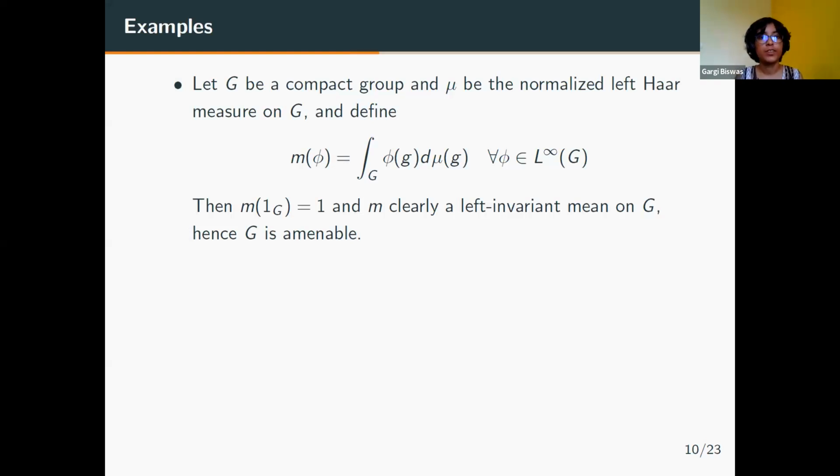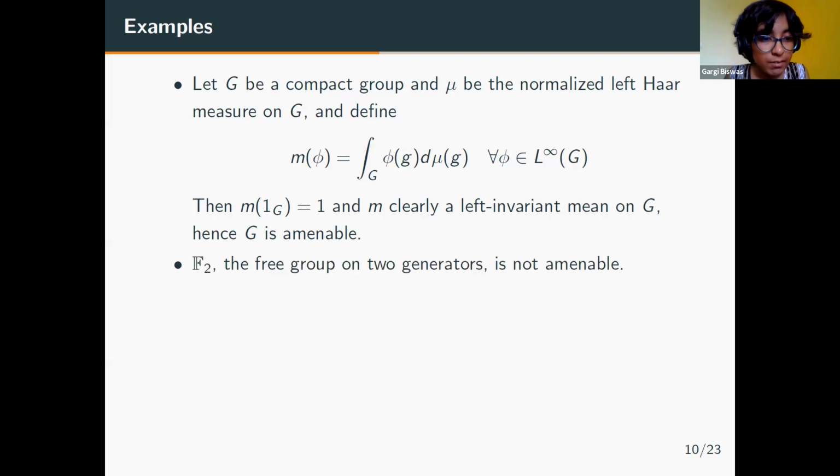The first, very important example is the class of compact groups. If we take mu to be the normalized left Haar measure on a compact group G and define the functional on L infinity G by this equation, m of phi is the integration of phi with respect to the Haar measure, then obviously m of the indicator function of G will give us 1 because the Haar measure is normalized, and m is clearly a left invariant mean because we're working with left Haar measure, which takes care of left translations. So hence G is going to be amenable.